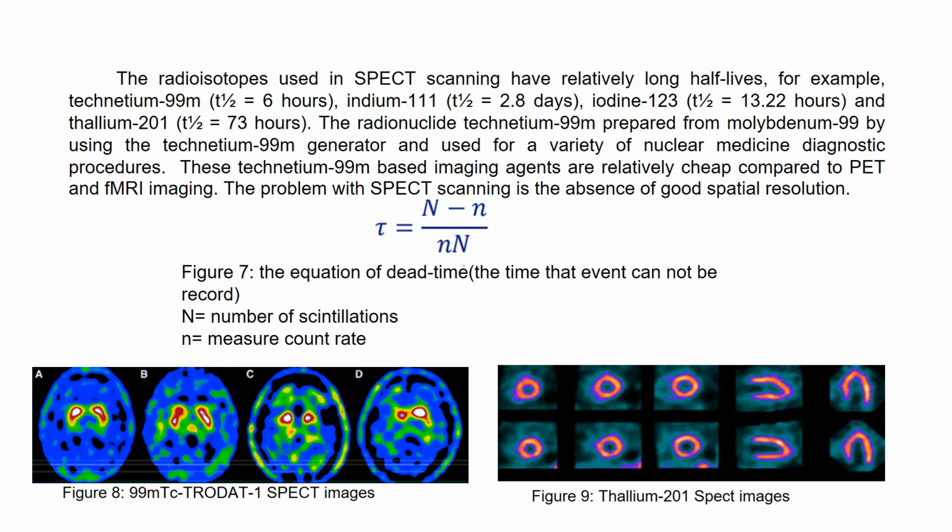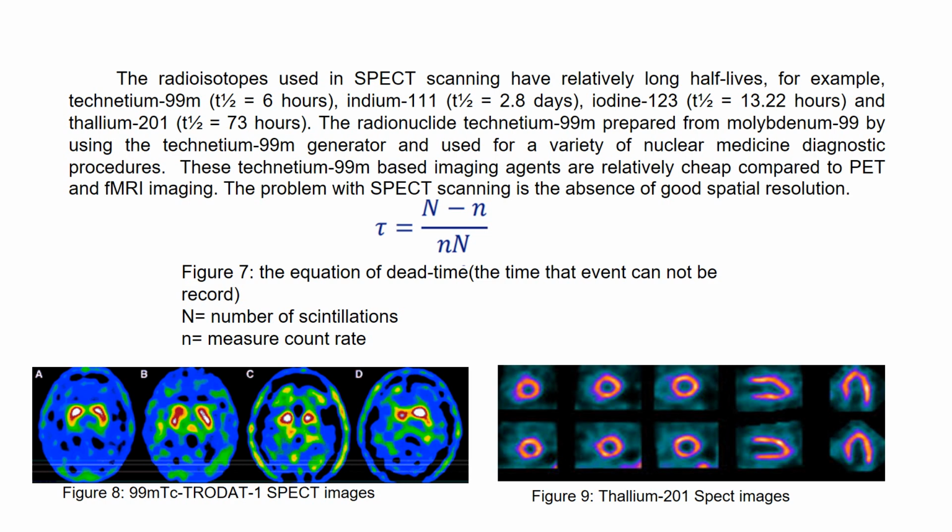The radioisotopes used in SPECT scanning have relatively long half-lives. For example, technetium has 6 hours, indium has 2.8 days, iodine has 30.22 hours, and thallium has 73 hours half-lives. The radionuclide technetium is prepared from molybdenum by using the technetium generator and used for a variety of nuclear medicine diagnostic procedures. These technetium-based imaging agents are relatively cheap compared to PET and fMRI imaging.